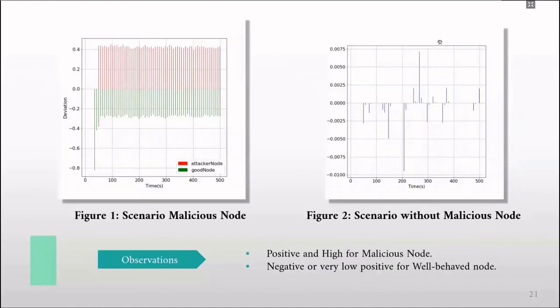Here are the graphs of deviation of moving average of IRR versus time for scenario with malicious node, which is figure 1, and without malicious node, which is figure 2. See the observations on moving average of IRR. The curve is positive and high for a malicious node, and on the contrary, negative and very low positive for a well-behaved node. So this feature is also important for our classification task.